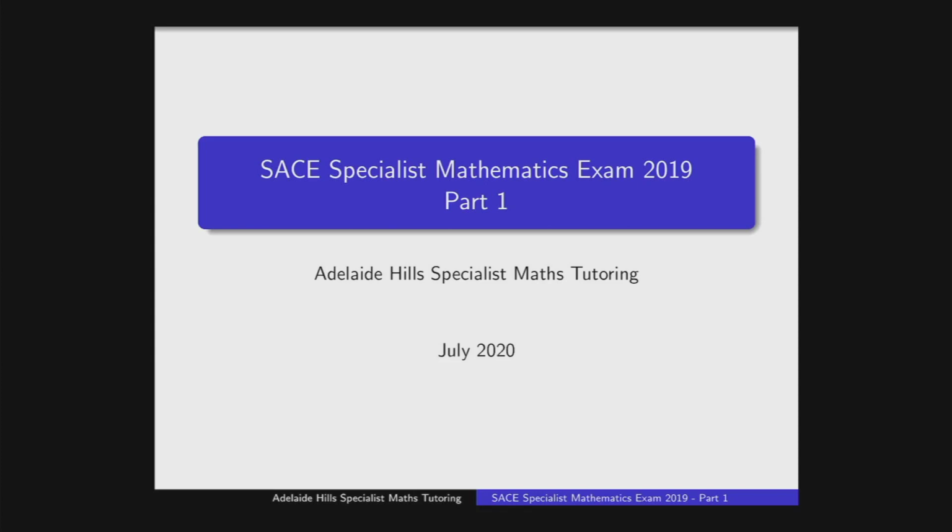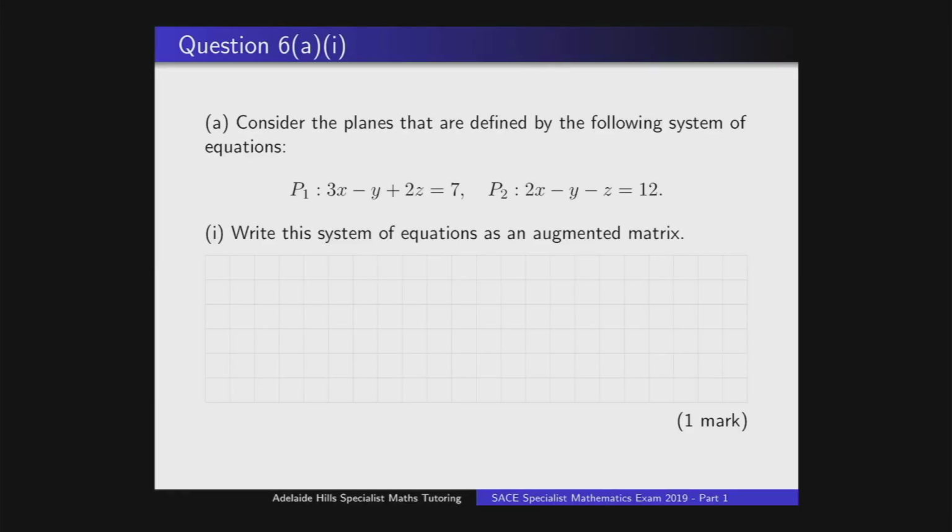Okay, so welcome to this video. In this video we're going to be looking at the SACE Specialist Mathematics Exam from 2019, and we're going to be looking at question 6, which is in booklet 1. Question 6 was a question where we're looking at some 3D geometry. Okay, so question 6 part A, part 1.